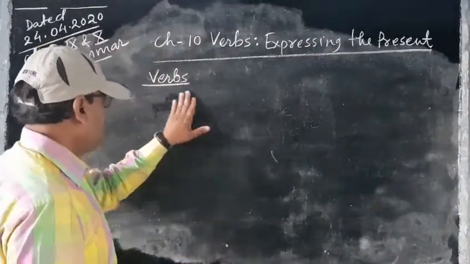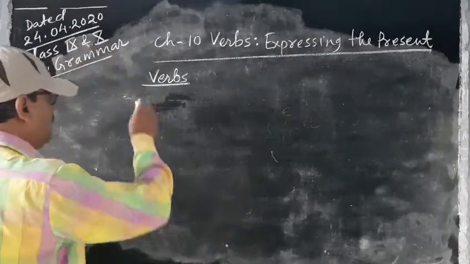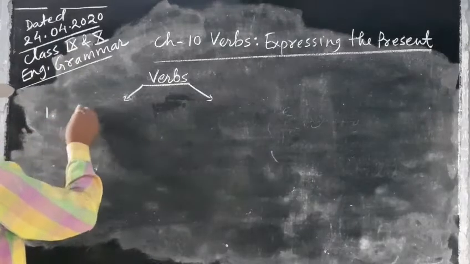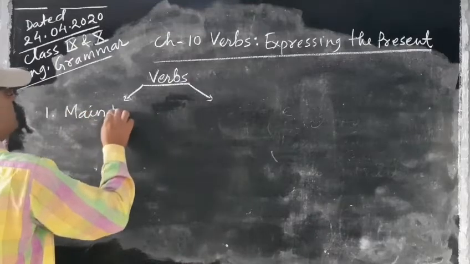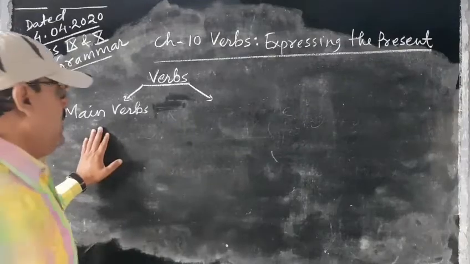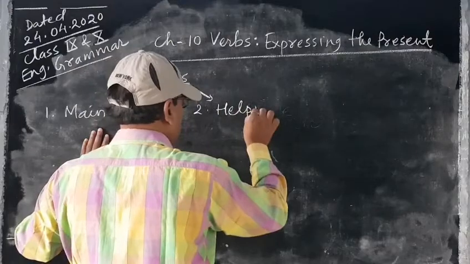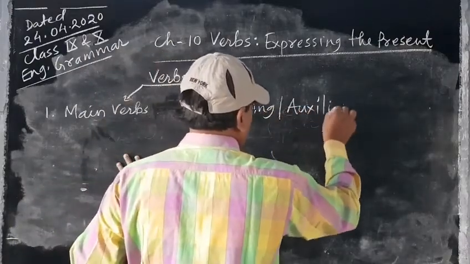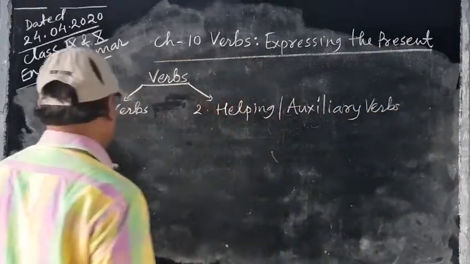And here, types of verbs. First I would like to make you recall the two forms of verbs. First one is ordinary verb or main verb, you should say. Main verb. These are ordinary verbs also. And the second one is helping verbs. Helping or auxiliary, A-U-X-I-L-I-E-R-Y. Auxiliary verbs. Helping and auxiliary verbs.